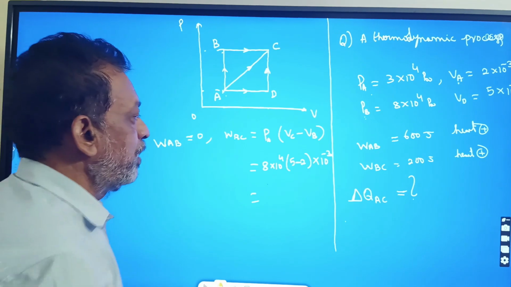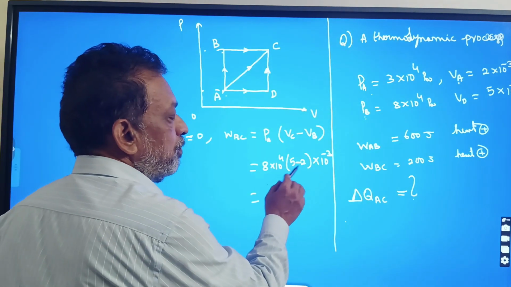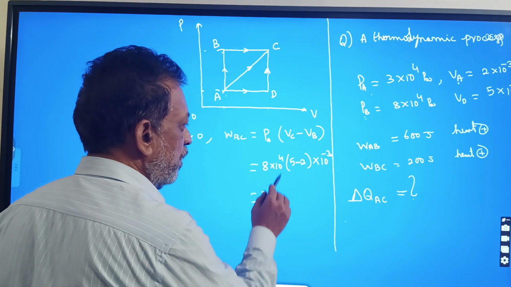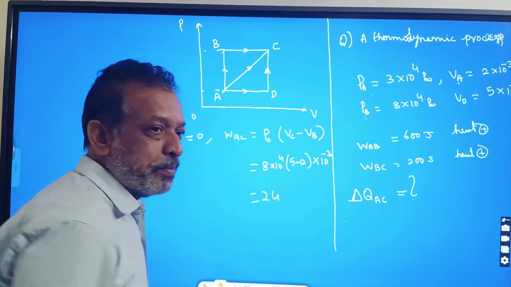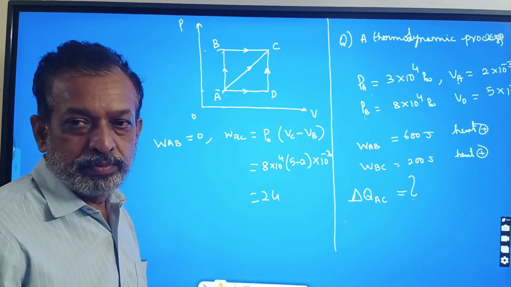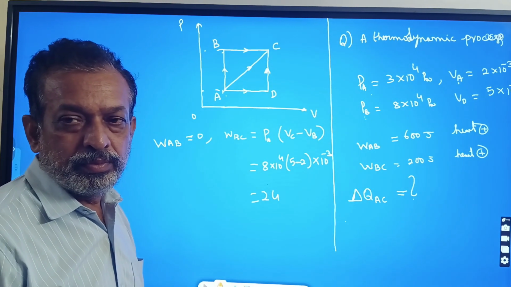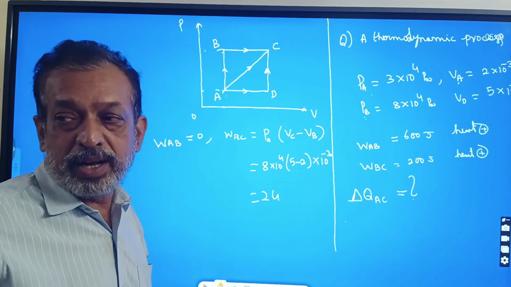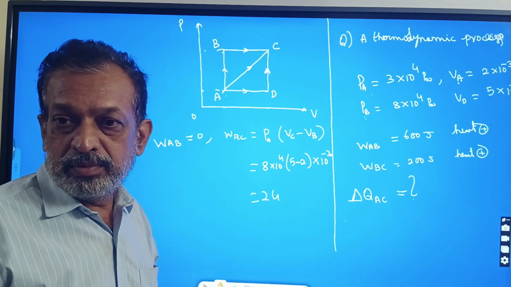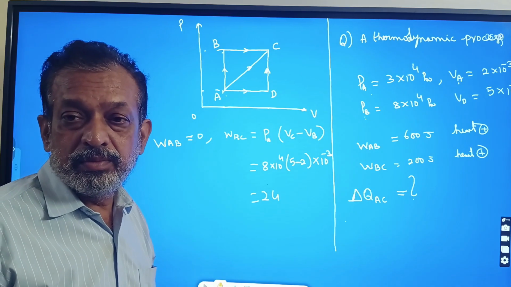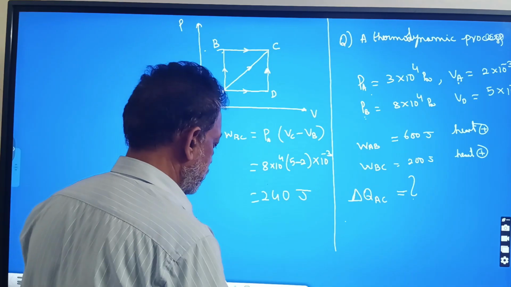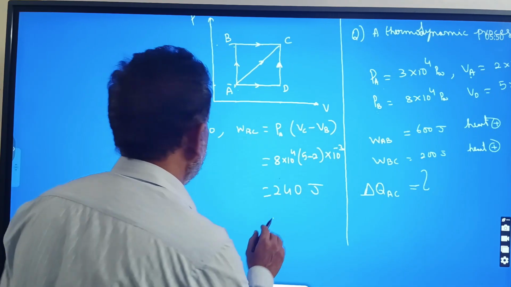5 minus 2 is 3, 3 times 8 is 24. 10 to the power of 4 into 10 to the power of minus 3 is 10. So that is the work done here.